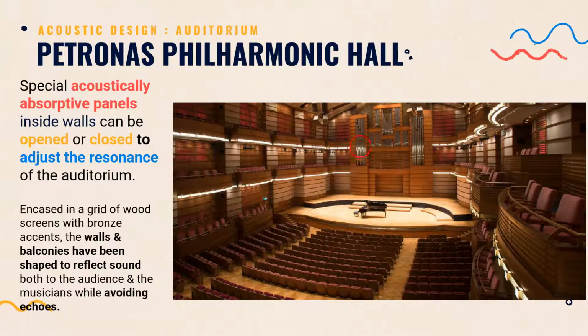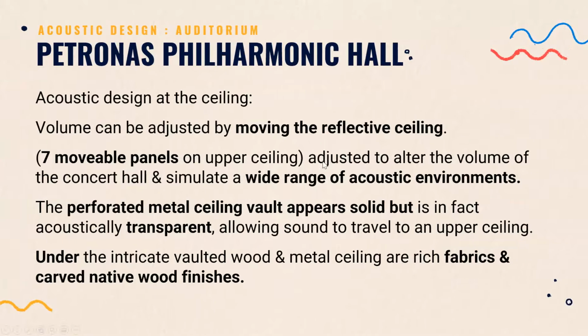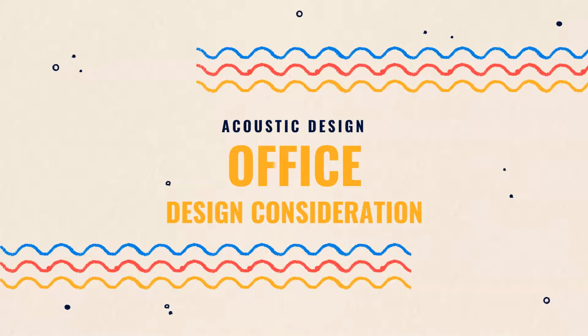It also has special acoustically absorptive panels inside walls that can be opened or closed to adjust the resonance of the auditorium. An interesting design feature for this hall is that the volume can also be adjusted by moving the reflective ceiling. So next we're going to see the design approach for office. The design approach for office is different from auditorium, but it uses the same principles.